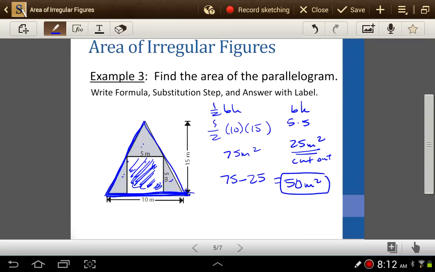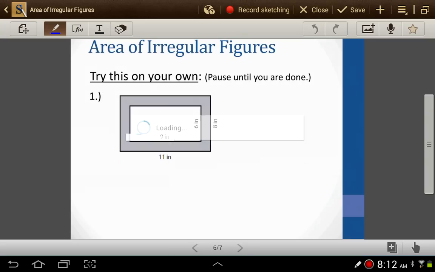If you need to pause, go ahead. Otherwise, I'm going on to one more example. I want you guys to try this on your own first, so please pause this, and then when you're done, press play. Hopefully you actually paused this and did this.